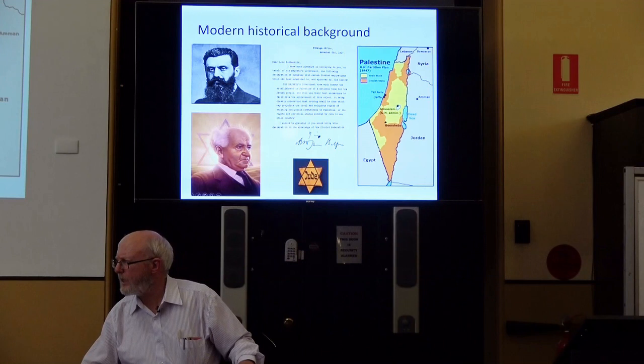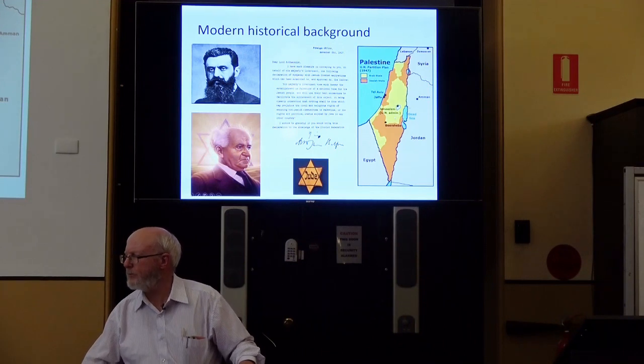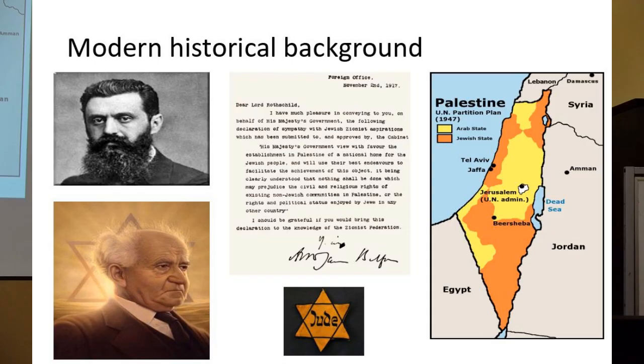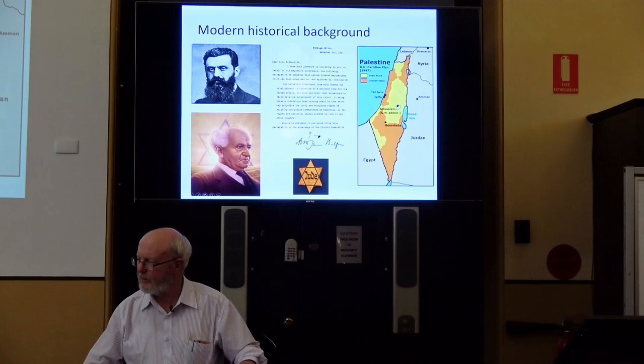So that map there shows the partition plan that the United Nations put forward. The Arabs would have the yellow bits, the Jews would have the orange bits, roughly coinciding with where there was a Jewish majority and an Arab majority at that time. You can see how that compares with the modern Israel. And Jerusalem and the districts around it were to be administered by the United Nations.